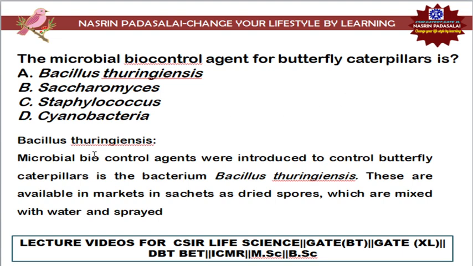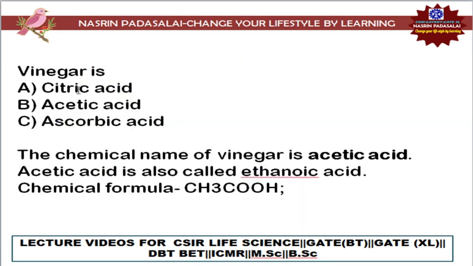The microbial biocontrol agent introduced to control the butterfly caterpillar is a bacterium called Bacillus thuringiensis. In the market, it is available in a sachet which consists of dried spores of Bacillus thuringiensis. They mix the spores with water and spray it onto the plant. Next, vinegar. The chemical name of vinegar is acetic acid. Acetic acid is also called ethanoic acid, and the common name of vinegar is also acetic acid. The chemical formula is CH3COOH.